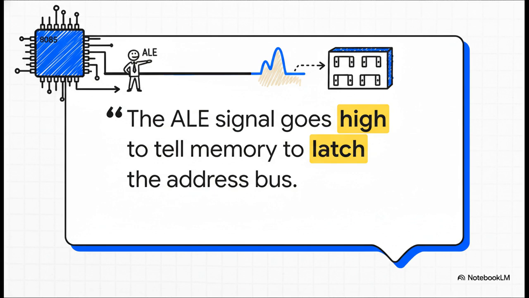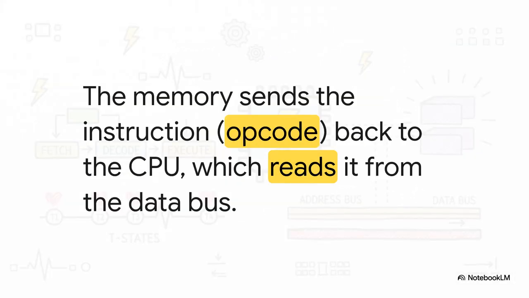It pulses high only during T1, and it's basically shouting, hey everyone, what's on the wires right now is an address. Latch it, remember it, because data is coming next. So once the memory has latched that address, the bus is free to be used for data.